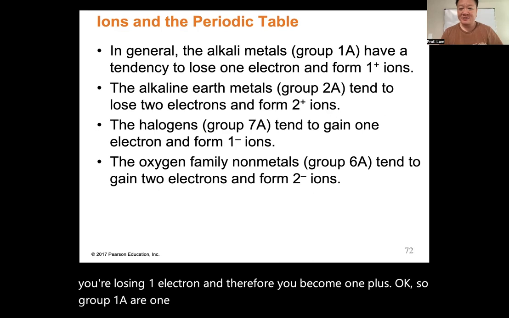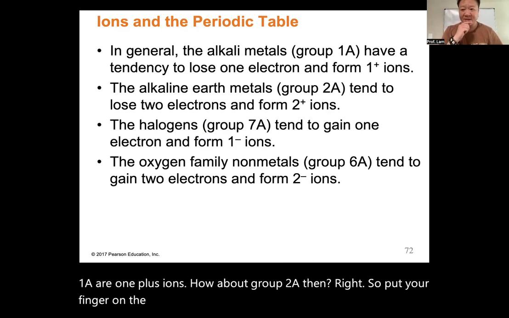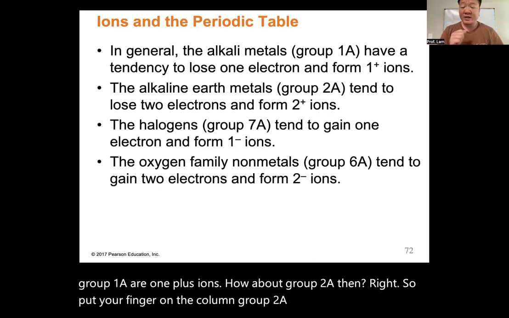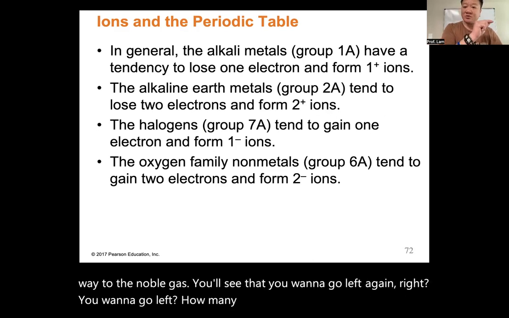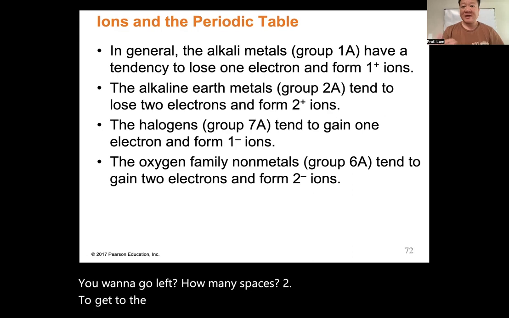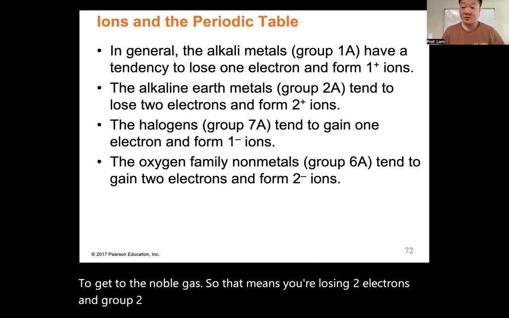How about group 2A then? So put your finger on the column, group 2A, and count the quickest way to the noble gas. You'll see that you want to go left again, right? You want to go left how many spaces? 2 to get to the noble gas. So that means you're losing 2 electrons, and group 2A will tend to form 2+ ions. Okay, does that make sense?